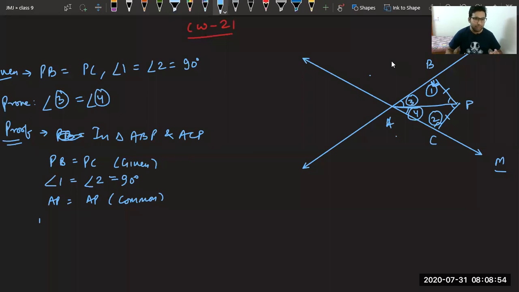So we can say by right angle, hypotenuse and side criteria, triangle ABP is congruent to triangle. Again, I can see we have PB equal to PC, that is second and third. So I shall write here either PC or CP. Now the first place is left. It should be A. Now we should check which one is correct.